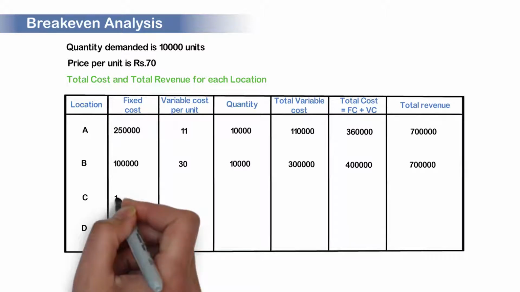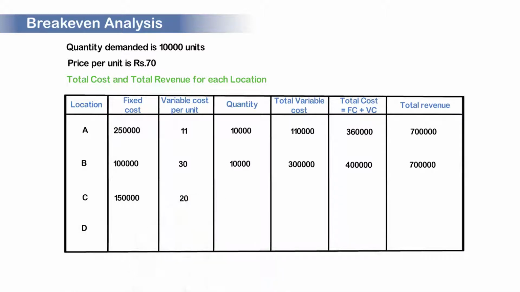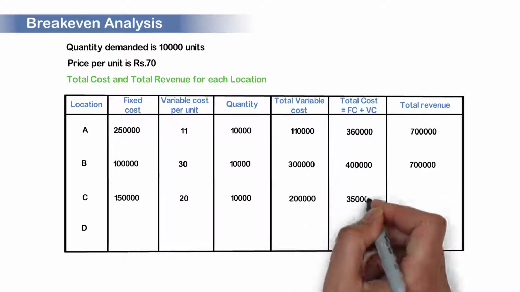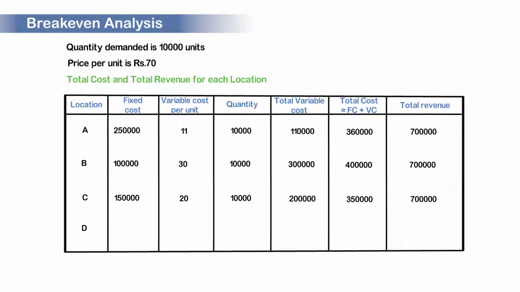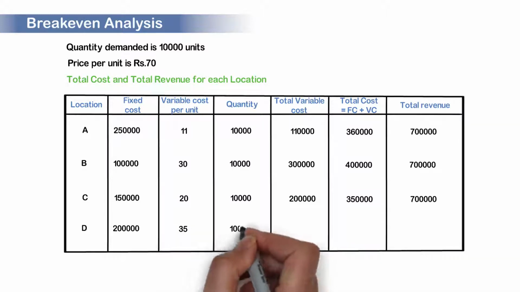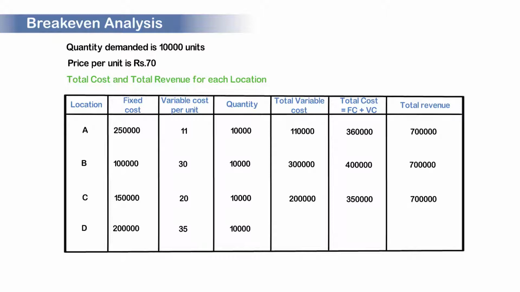Location C, the fixed cost is 1,50,000, variable cost per unit is 20, quantity is 10,000, the total variable cost is 2 lakhs, the total cost is 3,50,000 and the revenue stands at 7 lakhs. Location D, the fixed cost is 2 lakhs, variable cost per unit is 35, the quantity demanded is 10,000, so the total variable cost is 3,50,000 and the total cost is 5,50,000 and the total revenue earned is 7 lakhs. By calculating this, we will be able to determine the break-even point.